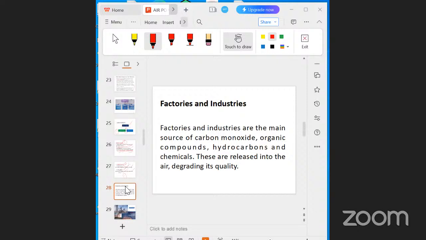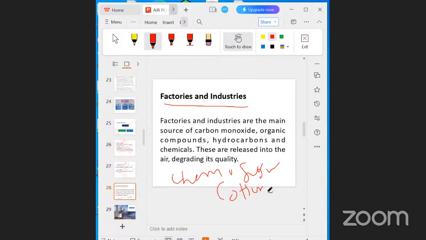Now you see here some examples of man-made pollutants. Factories and industries: we have a number of industries which are potent sources of air pollution. Industrial processes such as petroleum refineries, metallurgical plants and smelters, chemical plants, sugar mills, cotton mills, and also synthetic rubber, etc. Those are the main sources of air pollution.